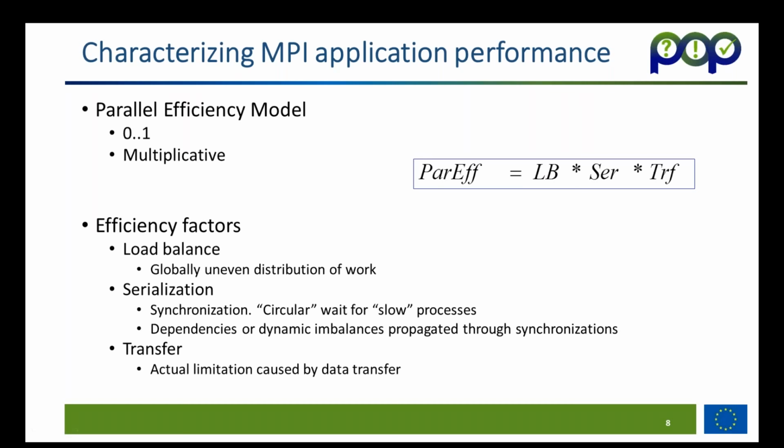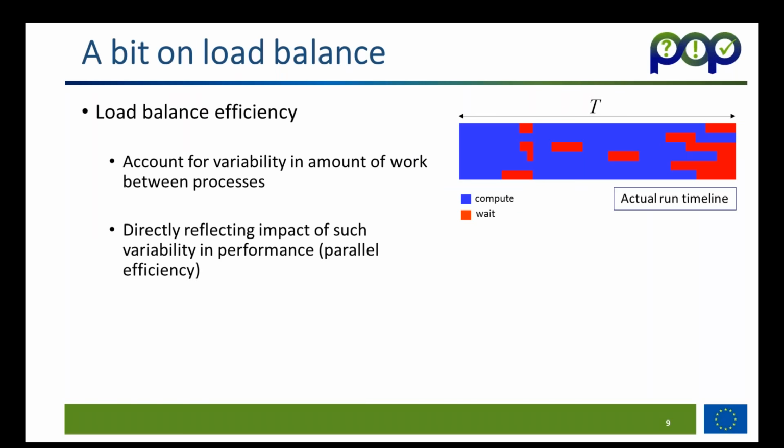I will show the details later, but in some cases with the data that we capture, it's not possible to separate between serialization and transfer. So in those cases, what we have is a communication efficiency, which is actually the product of these two metrics. But let me go to comment a little bit more on two of the factors.